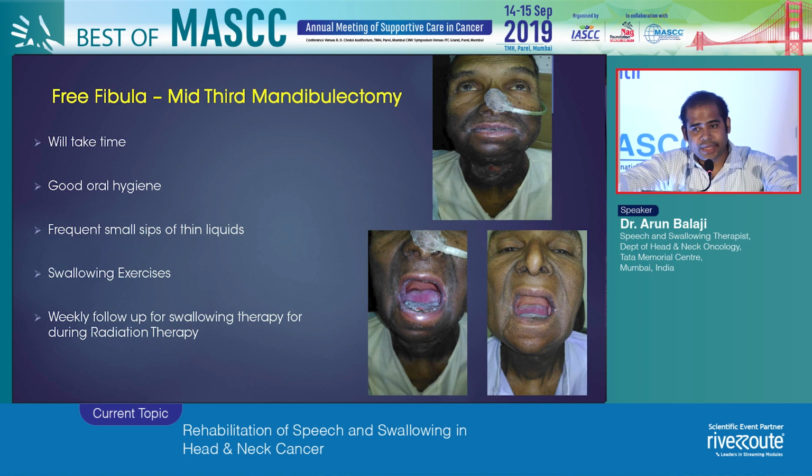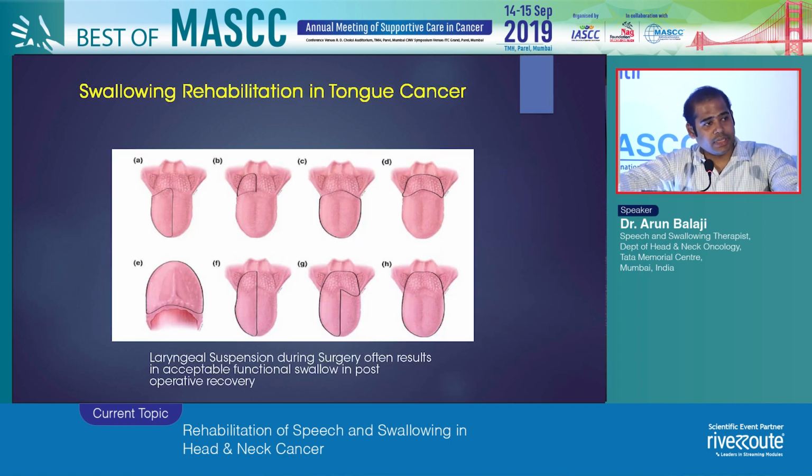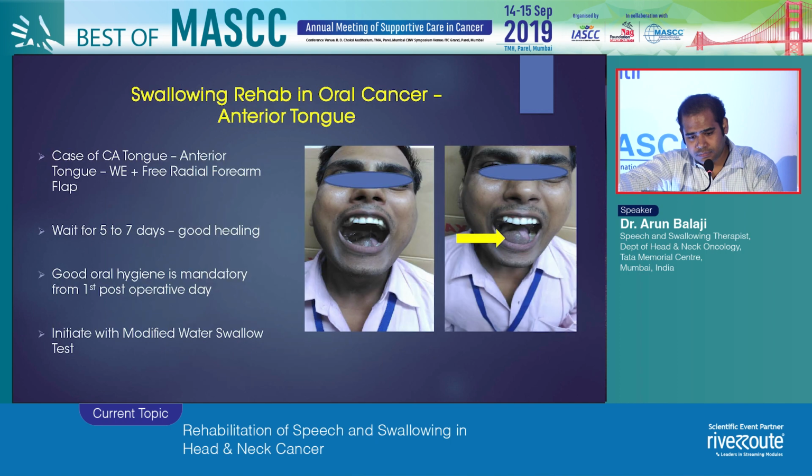So moving on to the swallowing rehabilitation in tongue carcinoma, it depends upon the site of the tongue, whether it is anterior tongue, the entire tongue, or hemi-tongue, where the patient is having the problem. If it is a posterior tongue, definitely those patients may go for concurrent chemoradiation. If it is anterior tongue, definitely surgery is the first option.